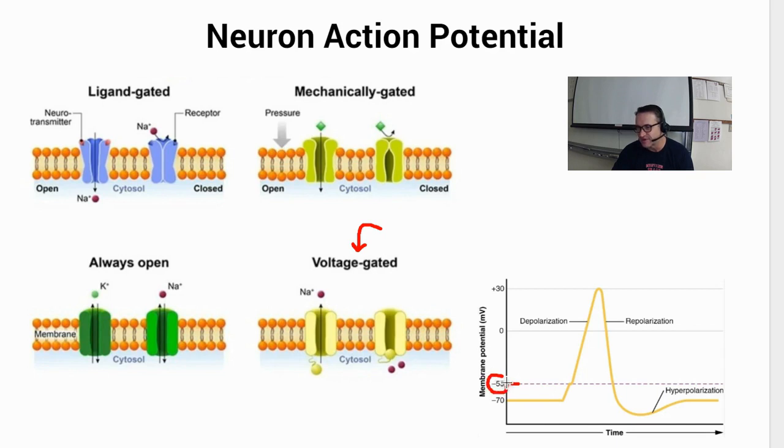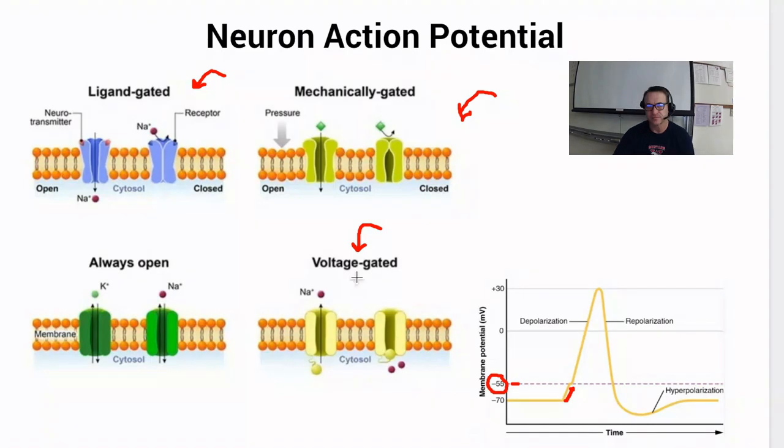-55 millivolts. So remember, these guys, the mechanically gated, the ligand gated, they're stimulated by either neurotransmitters or some sort of physical stimuli. Those are the ones that take the neuron from negative 70 and start moving it towards what's called the threshold of negative 55. Now, if enough of these mechanically gated or ligand gated channels are open to allow enough sodium to diffuse in to reach that magic number of negative 55, boom.